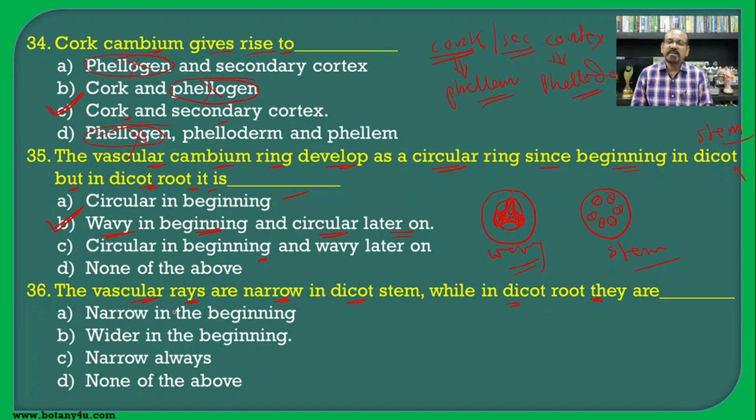If you see this difference between the vascular rays, which are also known as pith rays or the medullary rays, in the root these rays are found wider in the beginning. So hence it is the correct answer for this question.